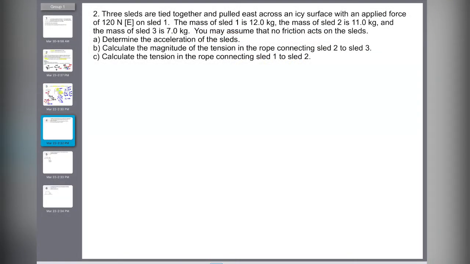Question 2. 3 sleds are tied together and pulled east across the icy surface with an applied force of 120 newtons to the east on sled 1. The mass of sled 1 is 12, sled 2 is 11, sled 3 is 7. You may assume no friction. First question. Determine the acceleration of the sleds, all of them together. Okay?